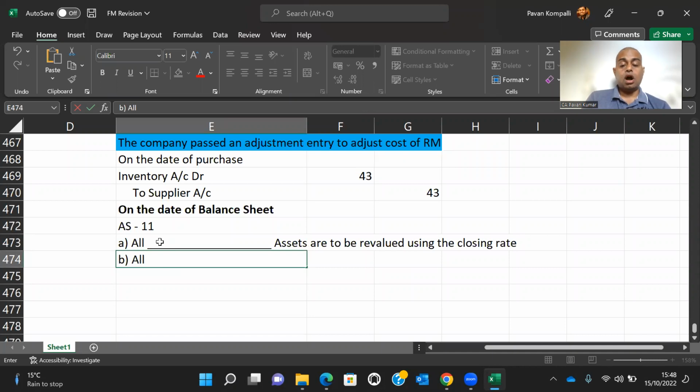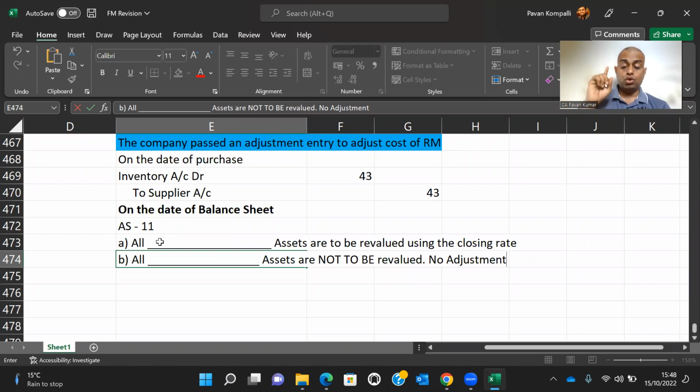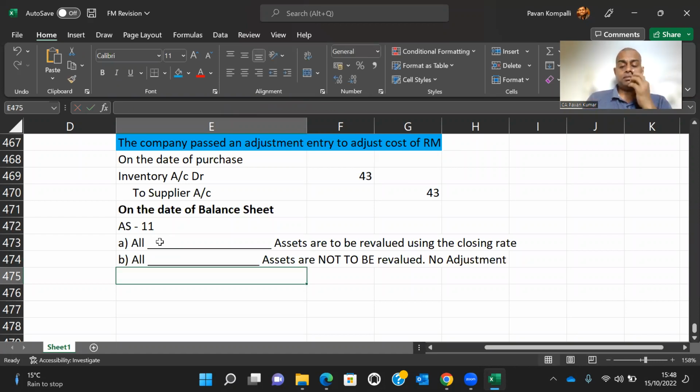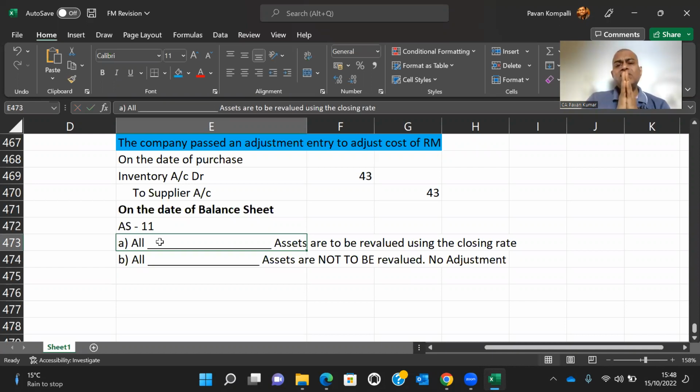B, all dash assets are not to be revalued. That means no adjustment to these assets. You don't dare to put a finger on this asset. That means Accounting Standard 11 classified the balance sheet items into two. This basket, revalue. This basket, don't touch. This is what Accounting Standard 11 said.